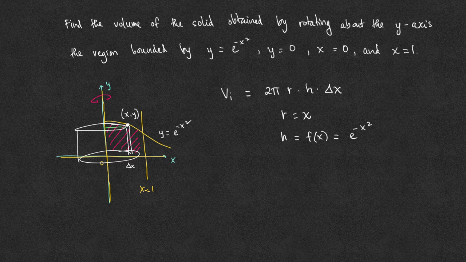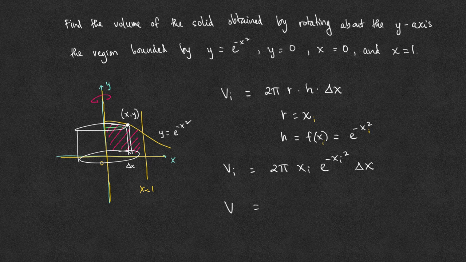This is the ith slice or the ith shell only, so this is x sub i. The volume is 2 pi times x sub i times e to the negative x sub i squared times delta x, and this is the volume of one shell only.